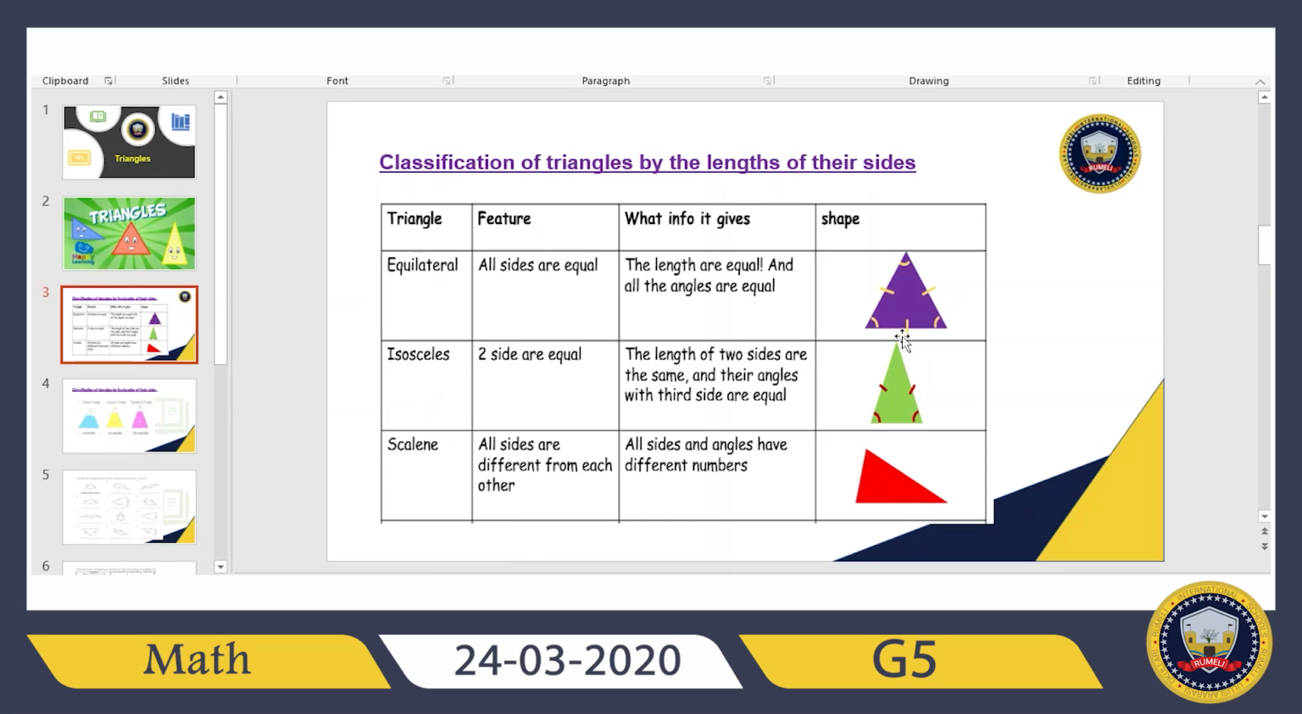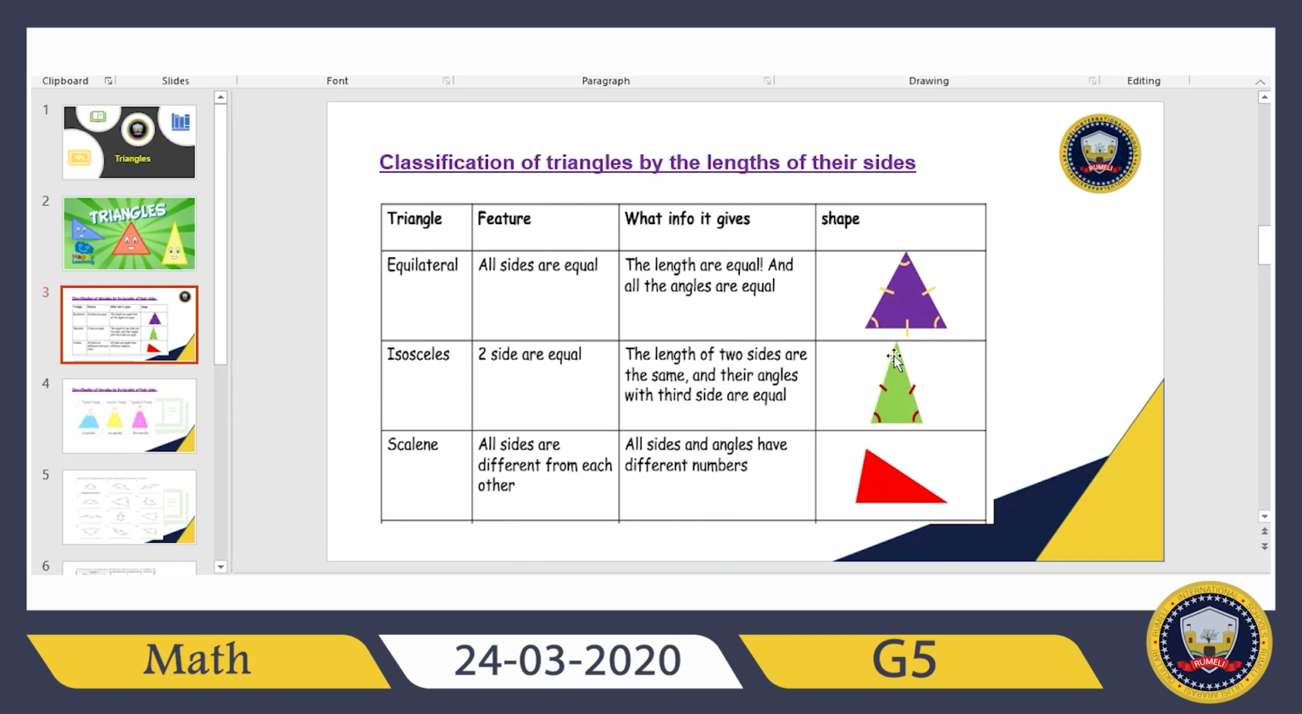If I have a triangle with all sides equal, I call it an equilateral triangle. Equilateral comes from equal, it means that all its sides are equal. All the triangle sides are equal.